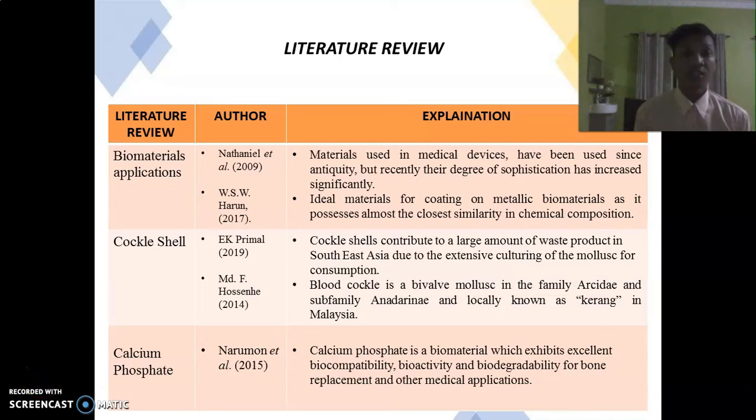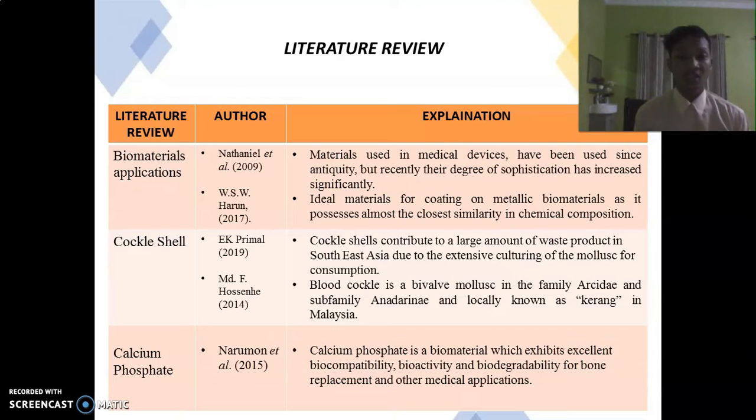Next, literature review. I have summarized the literature review and got 5 subtopics. It is important in this research. First, biomaterials application, cockle shell, calcium phosphate, hydroxyapatite, and the method of synthesis of hydroxyapatite. For the first subtopic, it is biomaterial application. Ideal materials for cation metallic biomaterials as it possesses almost the closest similarity in chemical composition.